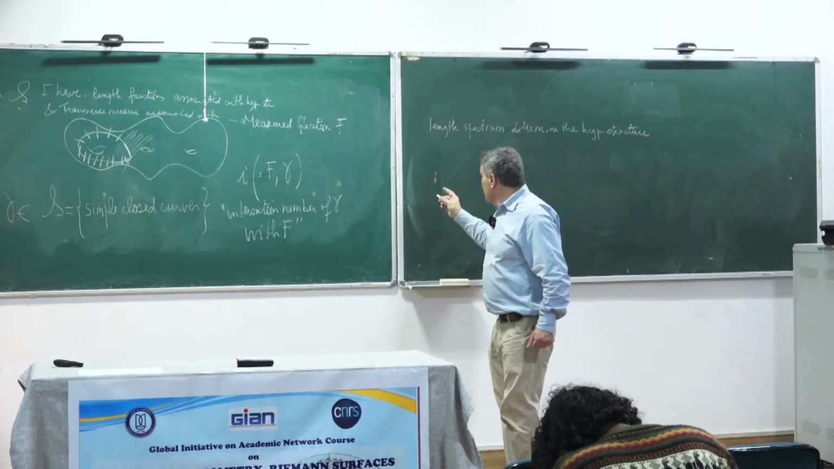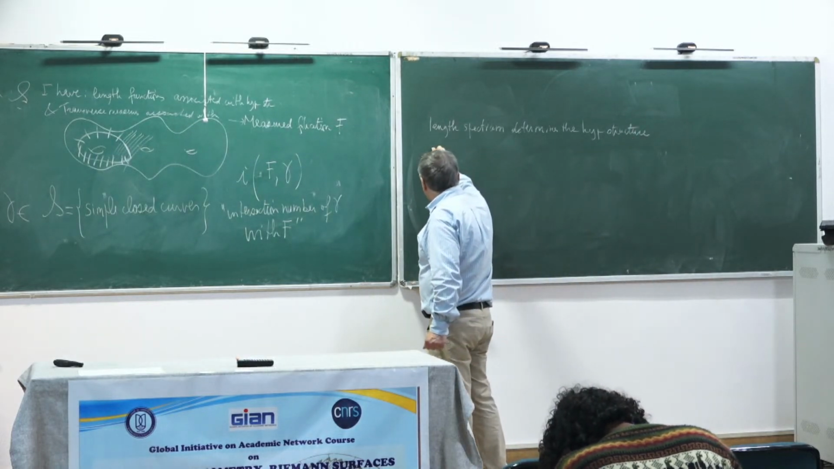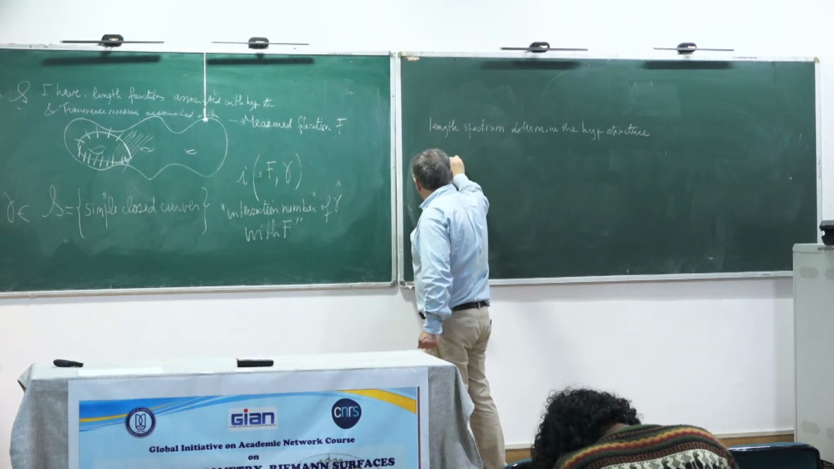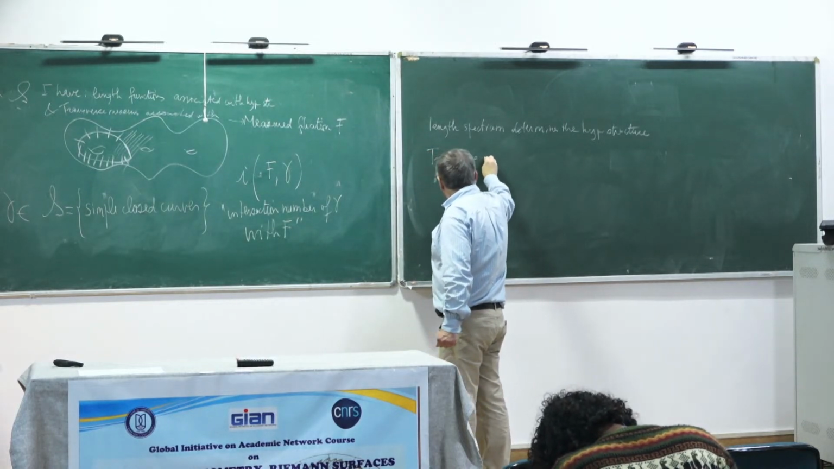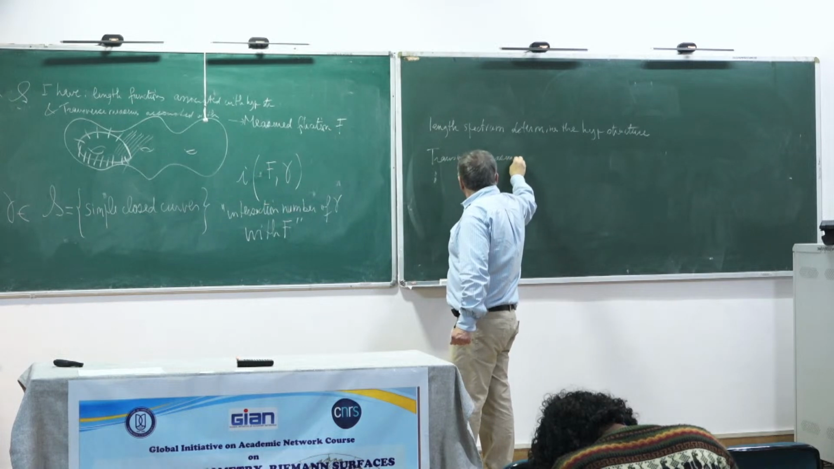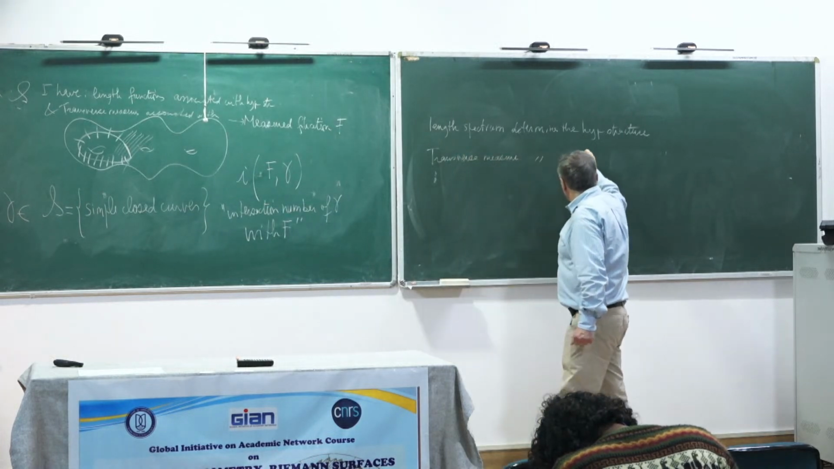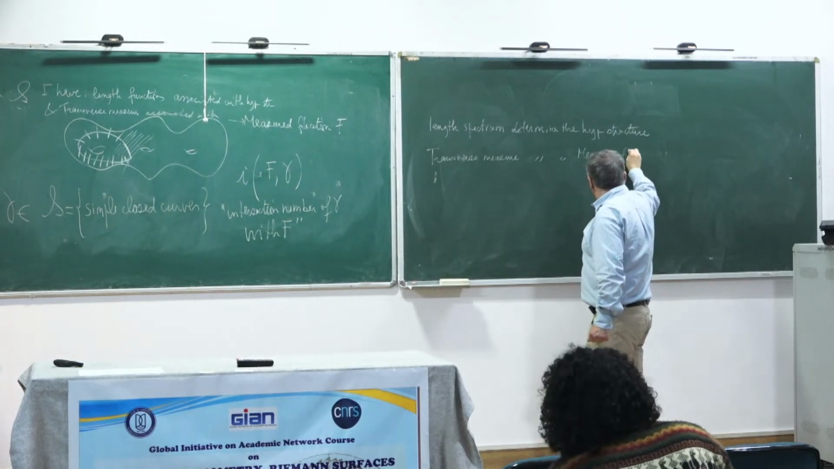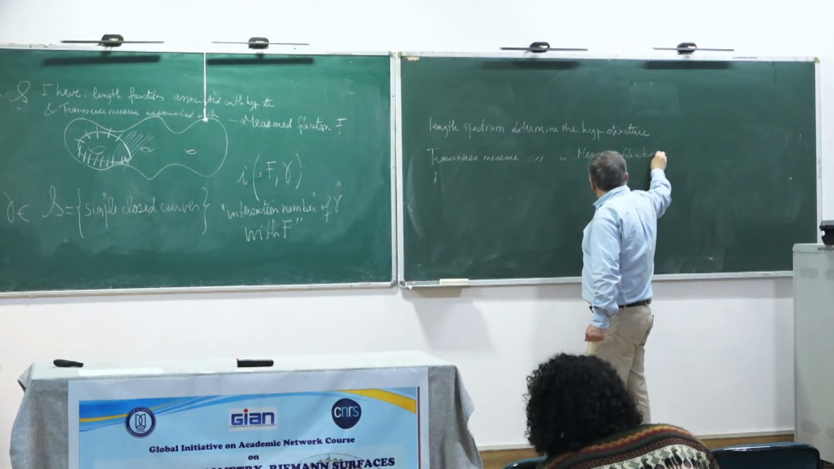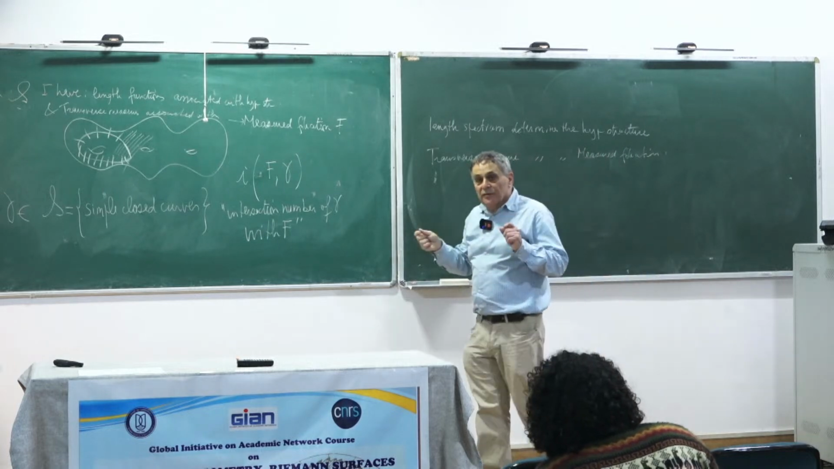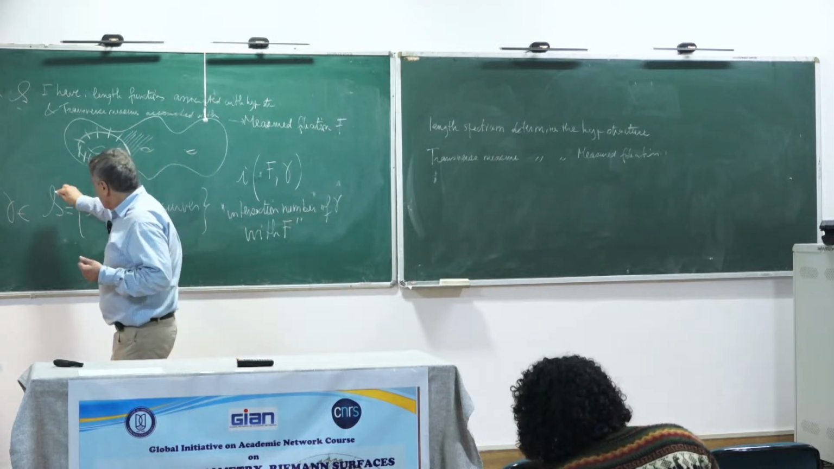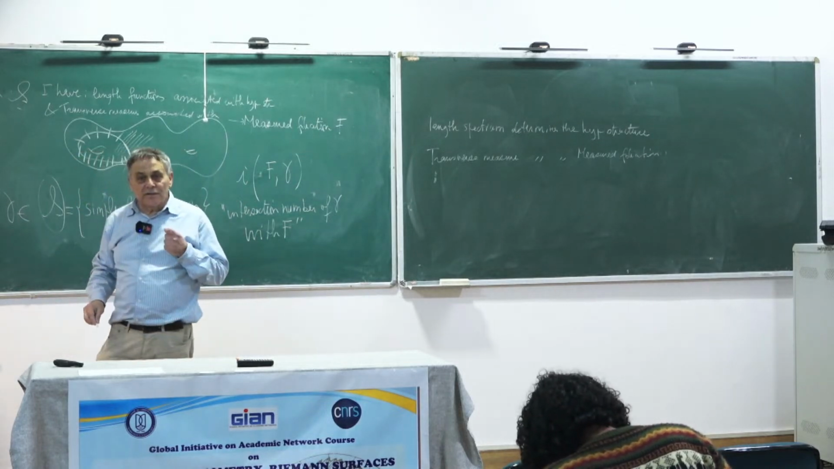Right? Now what I want to say is that the transverse measure determines the measured foliation. That is, the spectrum of transverse measures on all these elements of S determines the measured foliations.